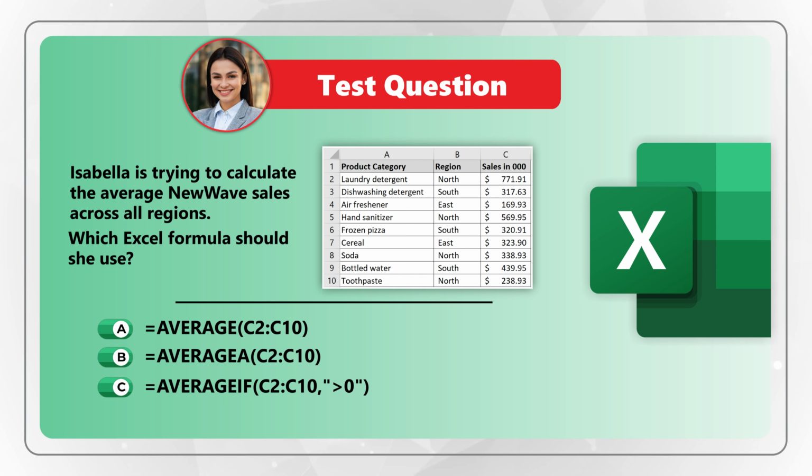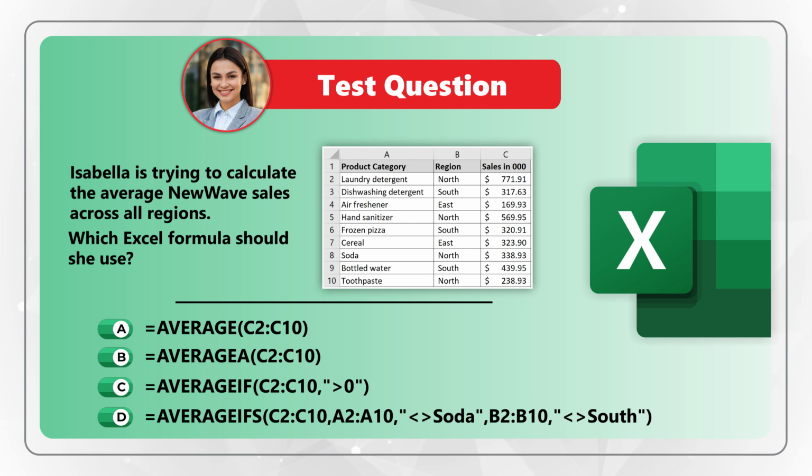And last but not least is AVERAGEIFS, and as the arguments you see the range C2 through C10, second argument is range A2 through A10, third argument is not equal to D, fourth argument B2 through B10, and the last argument is not equal to South. Take a close look to see if you can come up with the right answer.